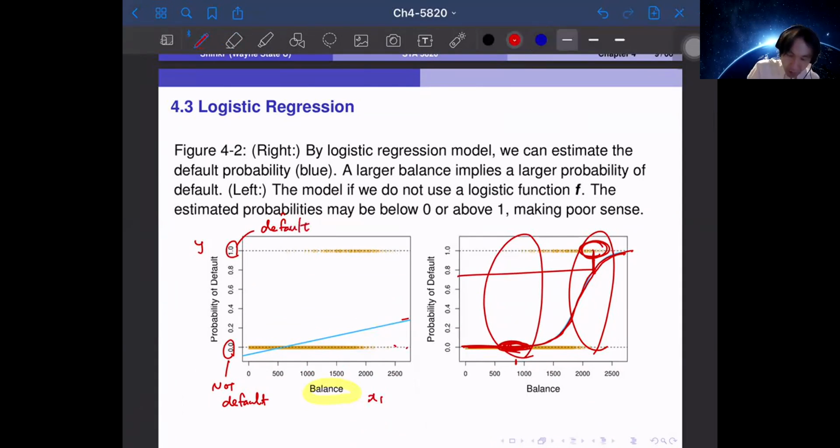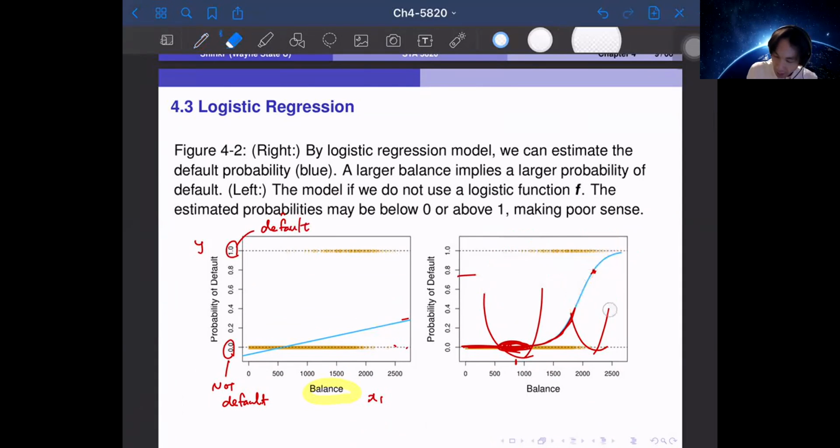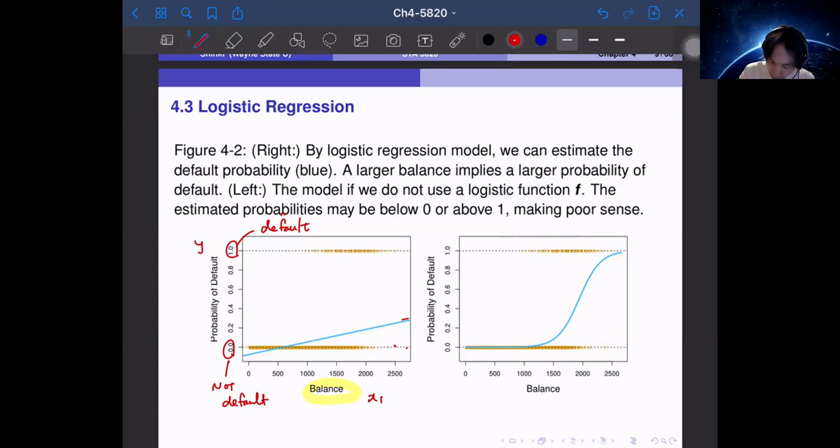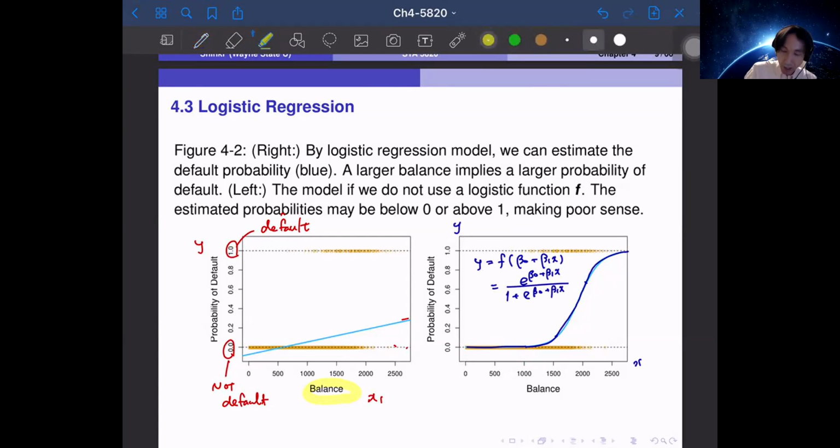Now we want to fit this line, the blue line. Remember that this blue line is f of beta naught plus beta 1x, so this is y and this is x. That is equal to e to the power beta naught plus beta 1x over 1 plus e to the power beta naught plus beta 1x. Once beta naught and beta 1 are determined, this curve is determined. So we want to determine beta naught and beta 1.